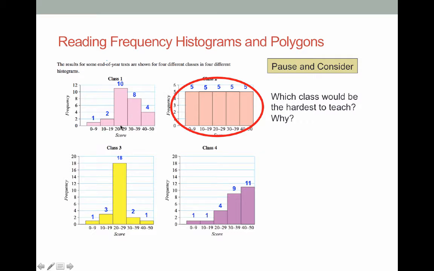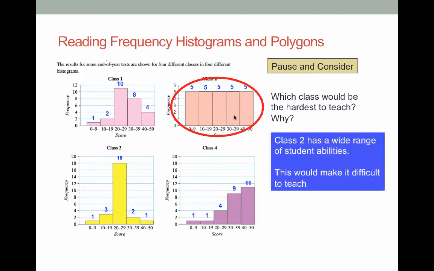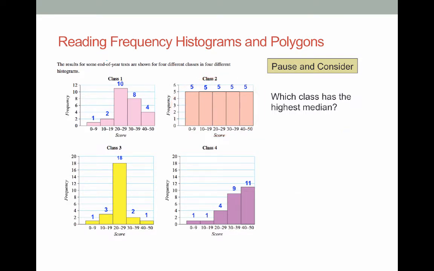Class 1 looks pretty similar, except they are fairly grouped towards the top here, and it does make it a little bit easier when you're grouping the information in that respect. But for this answer, we're looking at class 2, because they have many different abilities in that class.